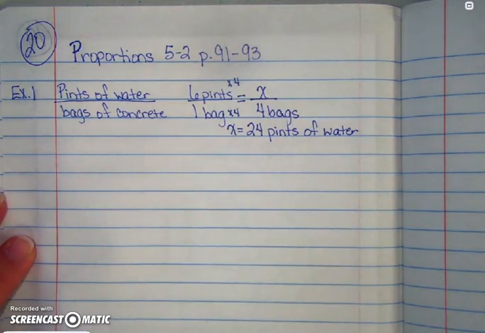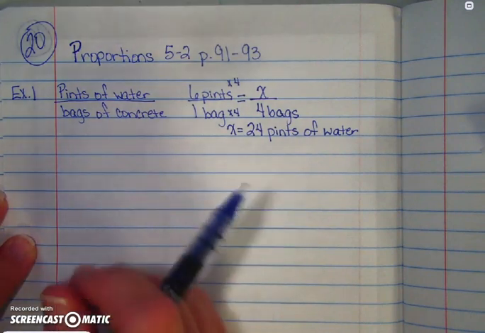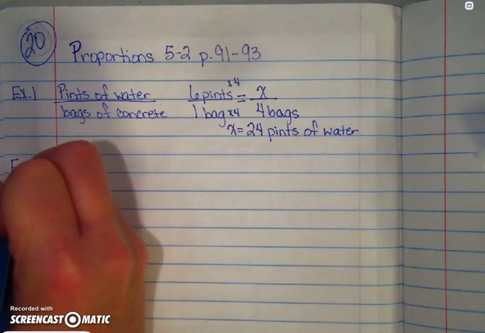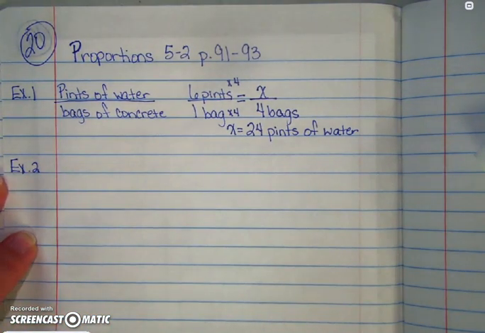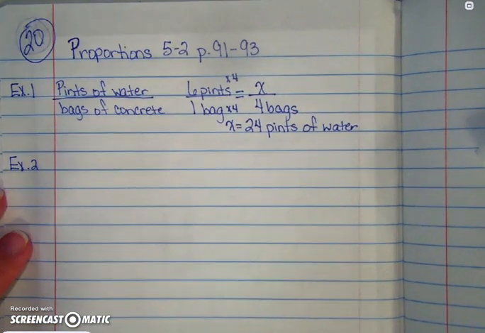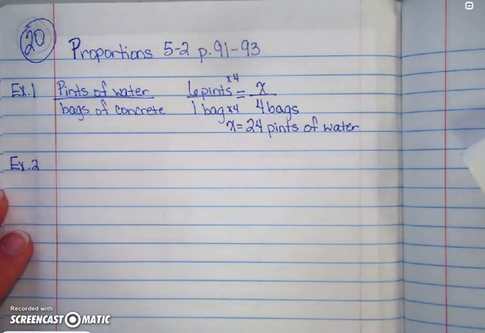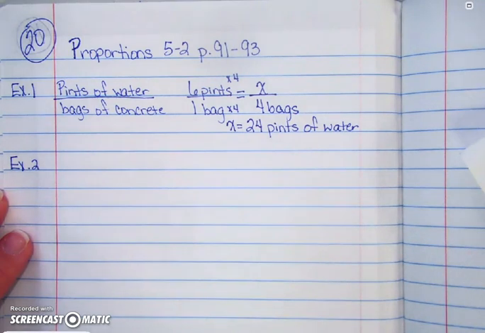All right. Now on to page 92. We're going to look at example number 2. Okay, example 2 says Carmen likes to make her own trail mix. Her recipe calls for 8 cups of peanuts and 2 cups of chocolate chips. She discovers that she only has 4 cups of peanuts in her cupboard. How many cups of chocolate chips does she need for this amount of peanuts?